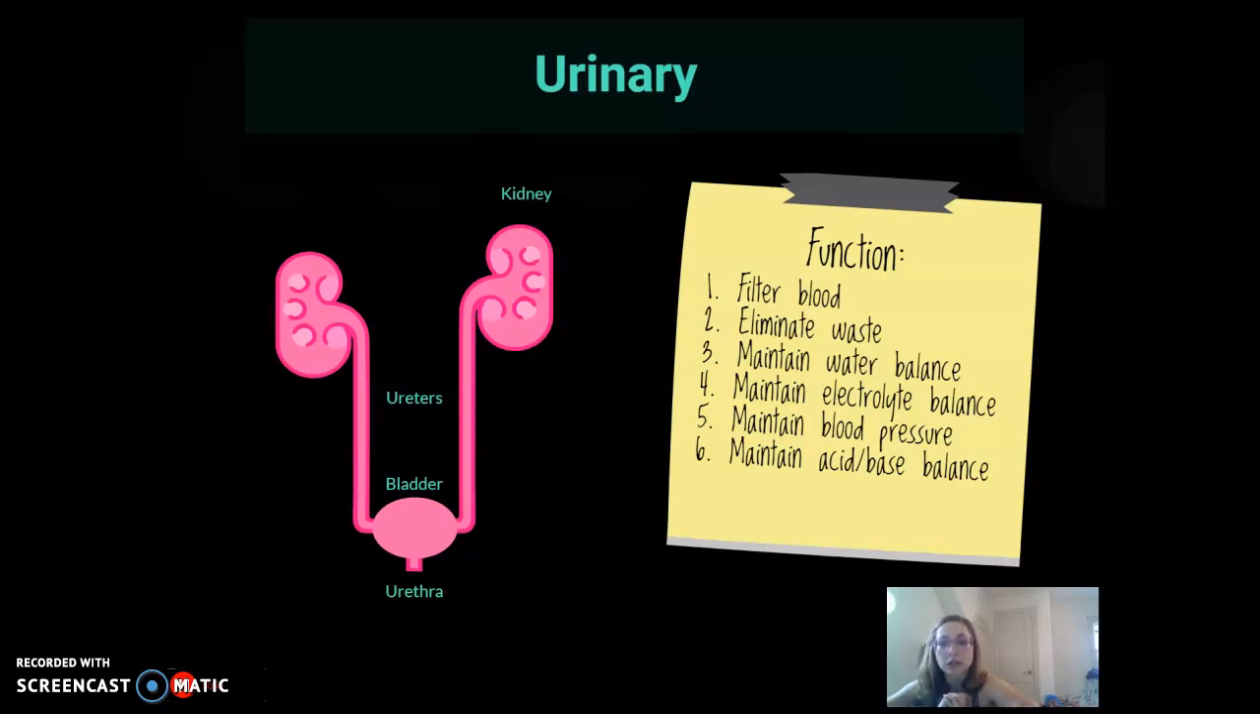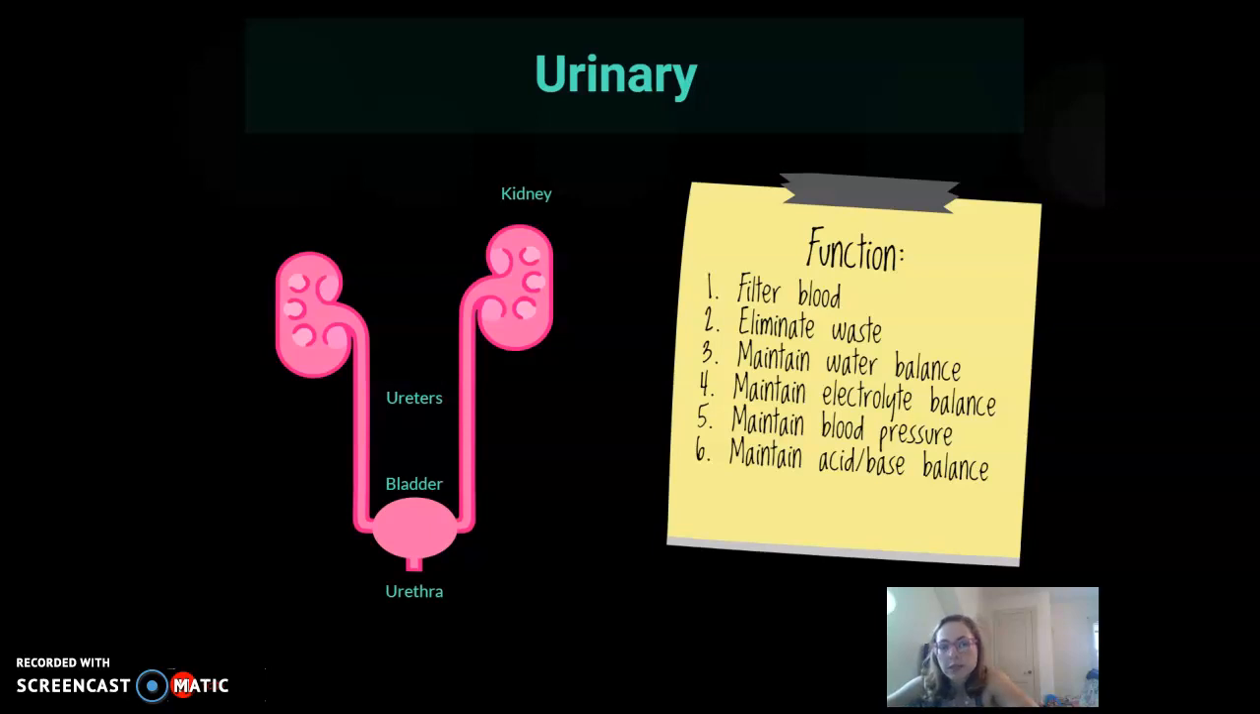And if it's clear, then you may be drinking too much. Also maintains electrolyte balance, your sodium and potassium pump, and your blood pressure. Your blood pressure is really just the pressure inside of your arteries. So if your blood pressure is very, very high, your kidneys will try to get rid of some water to try to bring it down.